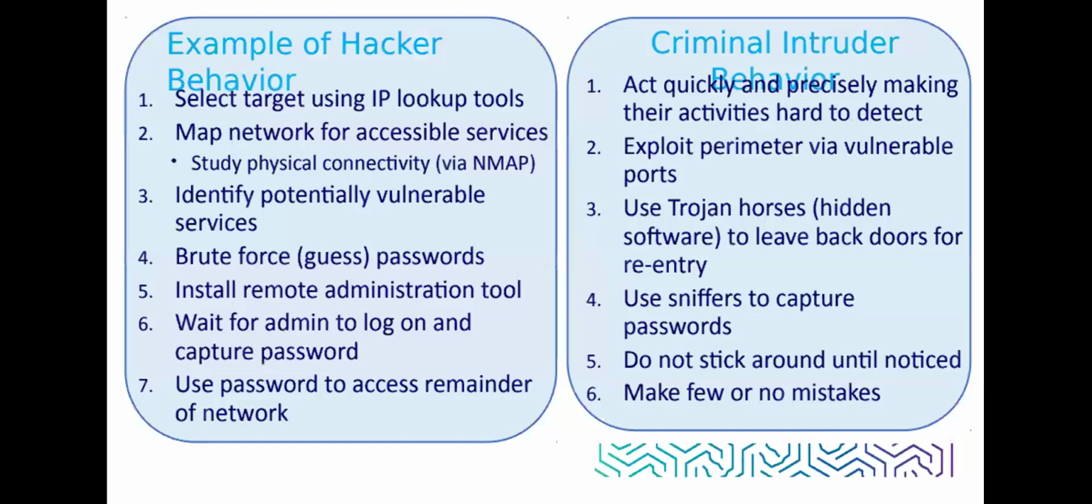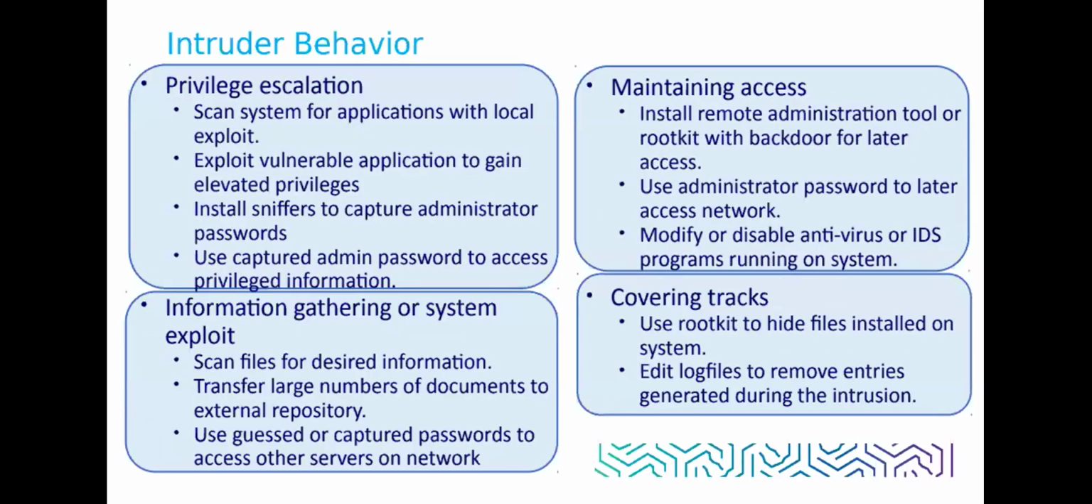Then we have privilege escalation. Just now we learned about target acquisition, information gathering, and initial access. Combining the previous steps, a typical cyber attack follows a sequence of steps: target selection, reconnaissance, initial access, and privilege escalation, then information gathering or system exploitation, then maintaining access, and then covering the tracks.